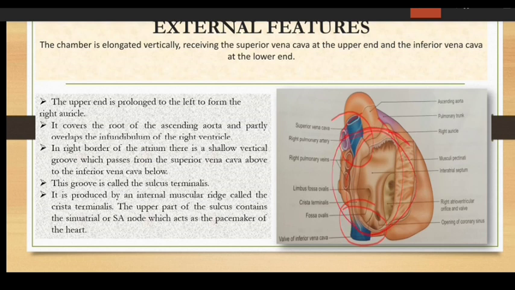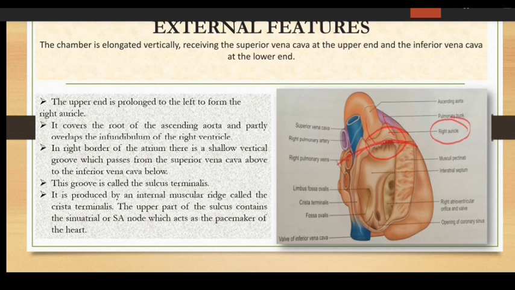In front is the surface known as the external surface, and this portion is known as the base. You see the upper end. This is the upper end. The upper end is prolonged to the left and forms the right auricle. This portion is known as the right auricle, right? And it covers the root of the ascending aorta. This is the ascending aorta, and it overlaps the infundibulum of the right ventricle.